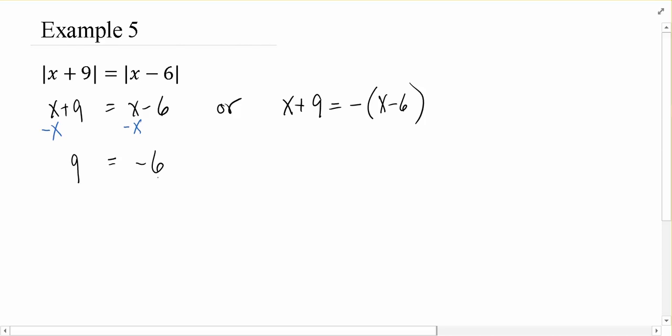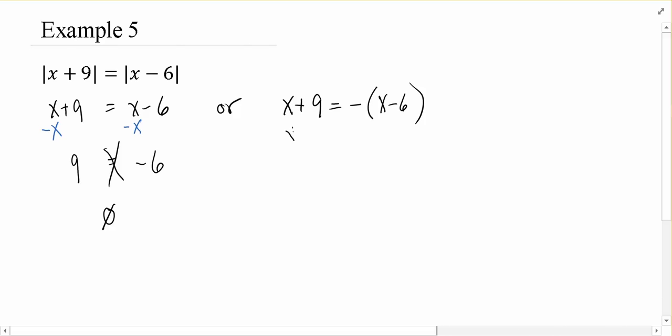Does 9 equal negative 6? No, it doesn't, no matter what x is. If this were our only part of the problem, we would say no solution. Now, this doesn't mean there's no solution. We still have that guy on the right to work with. But that equation didn't lead us to a solution.